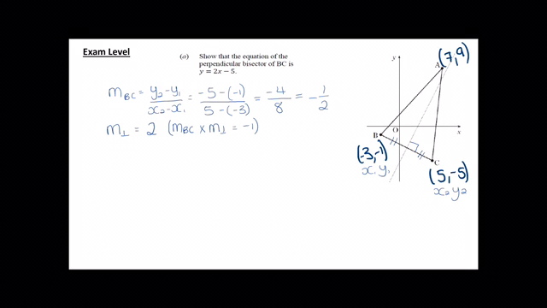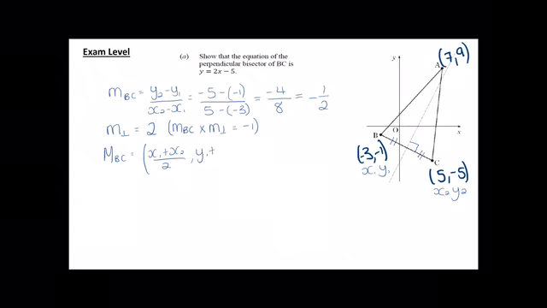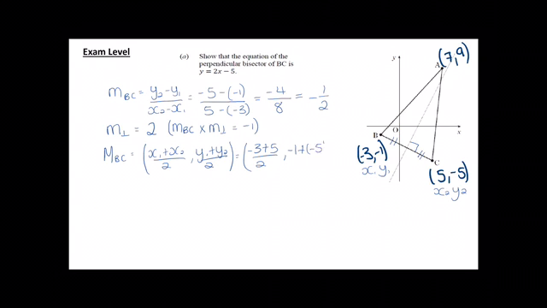Next thing we need is a point on the line. So in this case, we know that it's going to be the midpoint of BC. So remember, capital M for midpoint, and we're going to add our two x's together and divide by 2, add our two y's together and divide by 2. So my two x's, x1 is negative 3 plus x2 is 5, y1 is negative 1 plus negative 5 for y2.